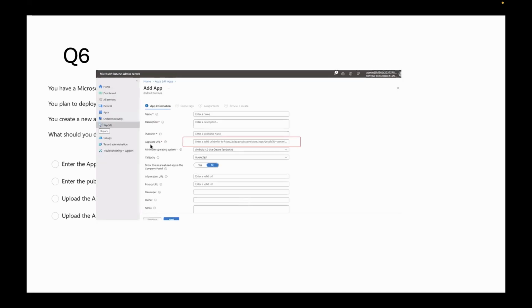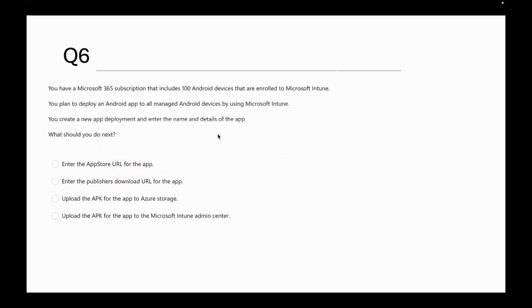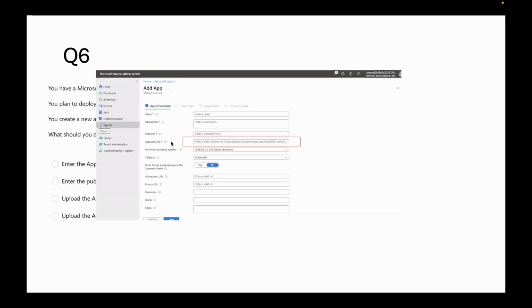And if you can see here, you provided the information related to that application. If you come back to this place, it says what all you have provided. You created a new app deployment and entered the name and details of the app. So as per this, you provided the name and details. Now we need to provide the App Store URL. This is what we need to provide.